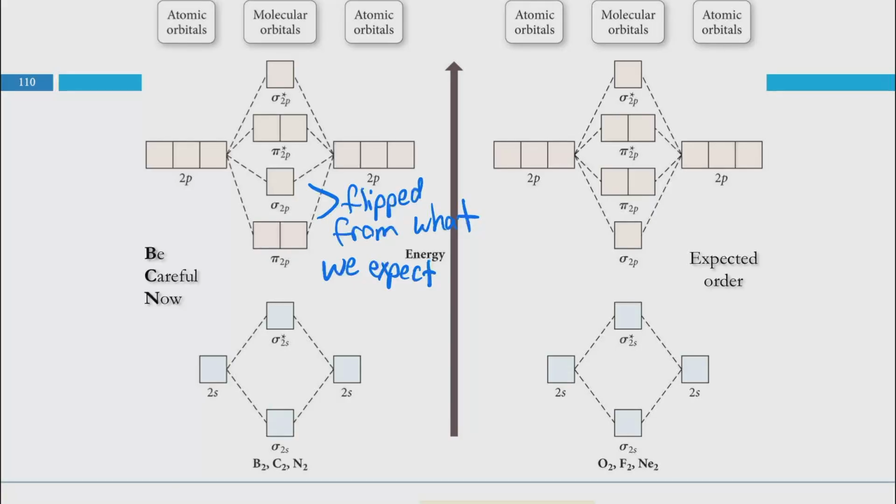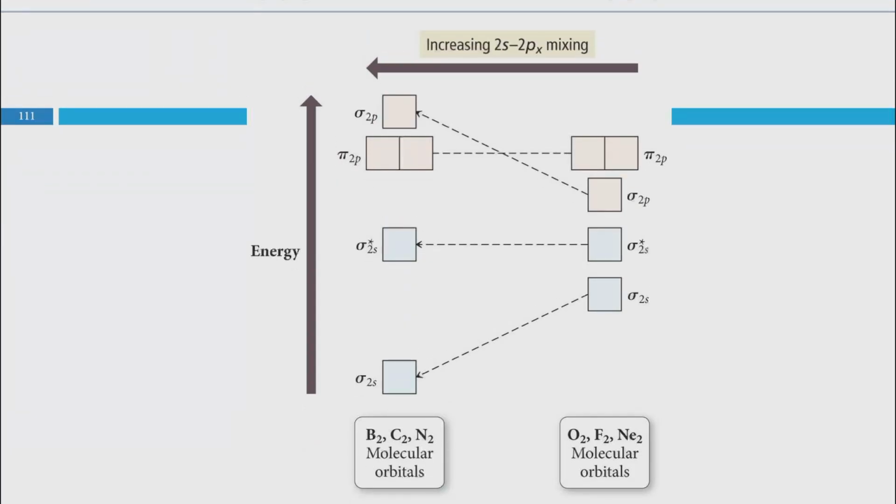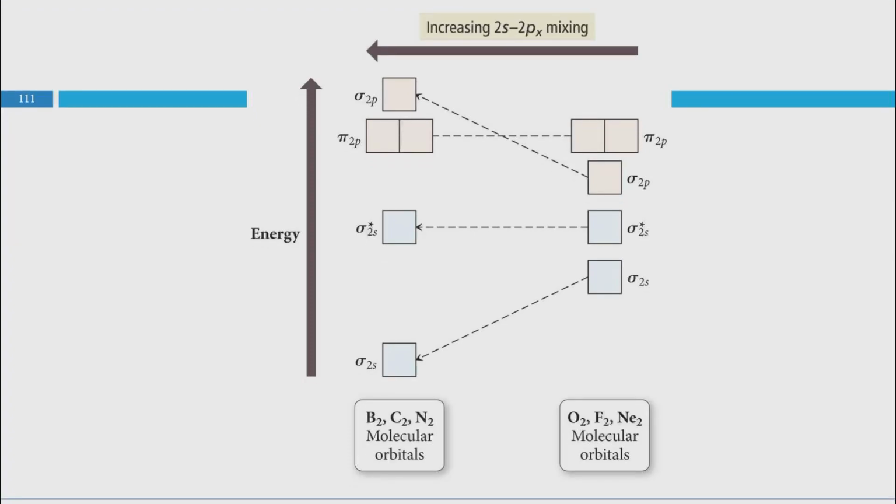Why are they flipped? It's a great question. I don't know. They're flipped because of the way that they are. Yeah, I couldn't tell you. Not my specialty. From what the slides say, it's because of increasing 2s, 2px mixing. Why that is? I don't know, because of their size, maybe? But this is the only difference for those molecular orbitals.